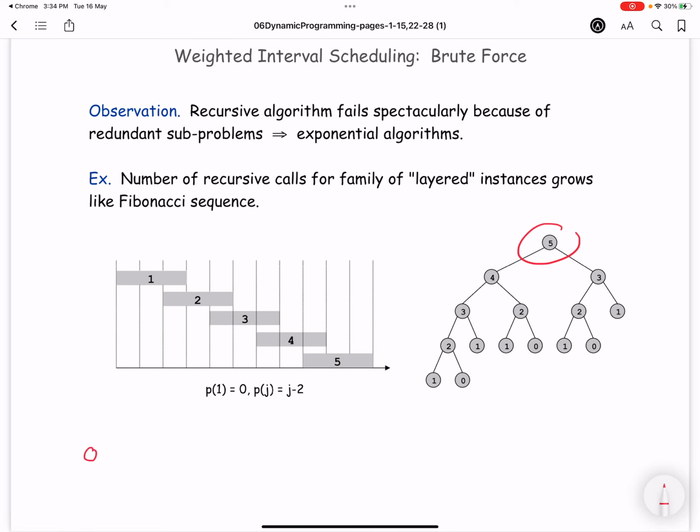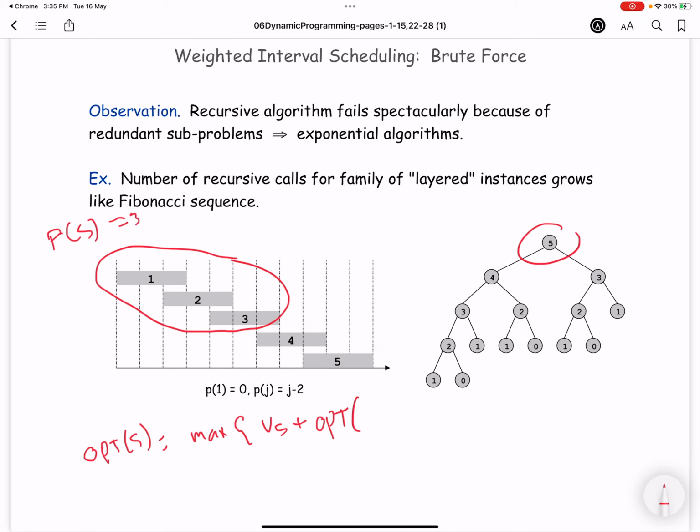So let's see, to compute opt 5, what is opt 5? We have two options. Either we select job 5, in which case it will be the maximum of v5 plus opt of b5. What's b5 in this case? b5 is these jobs from 1 to 3, so it will be v5 plus opt 3. We take this job, we delete the jobs that are not compatible, and we compute the optimal of the rest. Or we just decide not to take this job, then in this case it's opt 4.